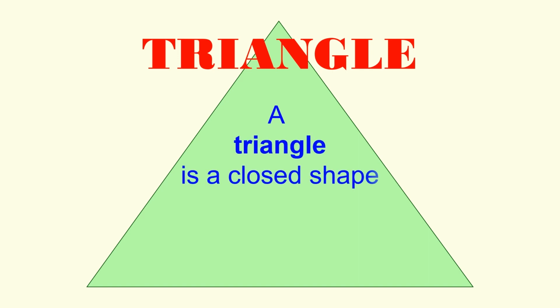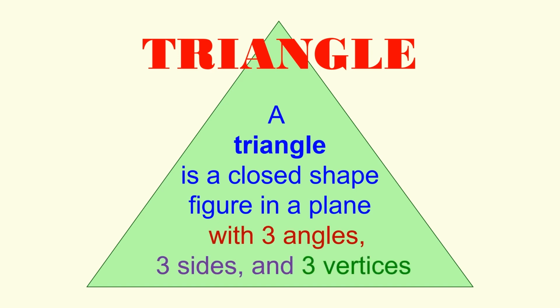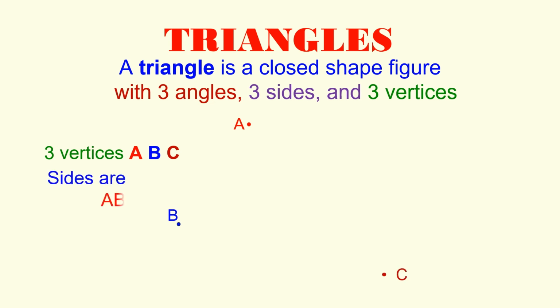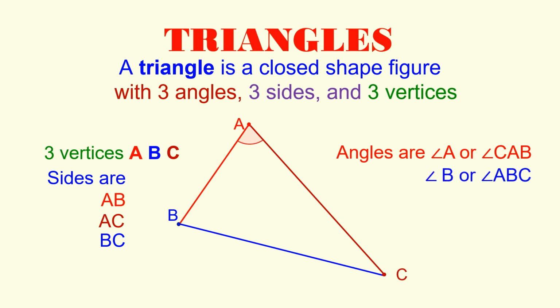The triangle. A triangle is a closed-shaped figure in a plane, with 3 angles, 3 sides, and 3 vertices. Three vertices are A, B, C. The sides are AB, AC and BC. Angles are angle A or angle CAB, angle B or angle ABC, angle C or angle ACB.